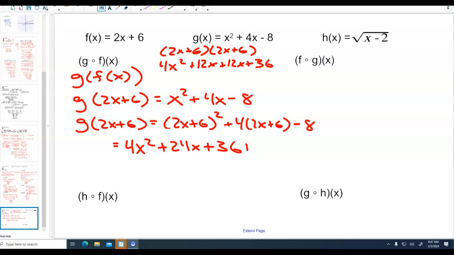Plus 8x plus 24 minus 8. And I'm simply combining my like terms. 4x squared, 24x and 8x is 32x. 36 and 24 is 60. Minus 8 is 52.